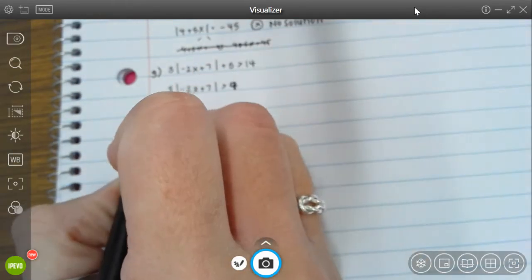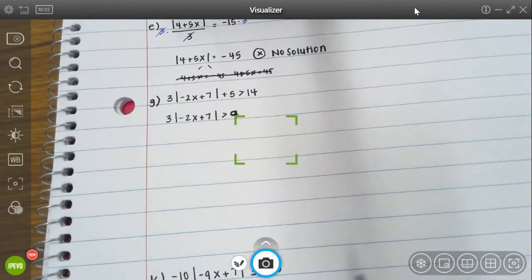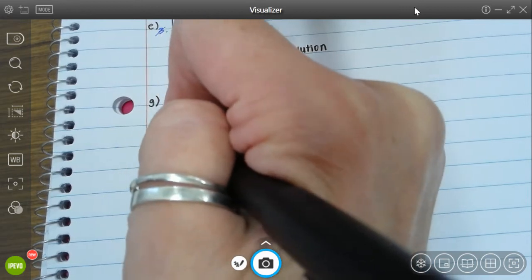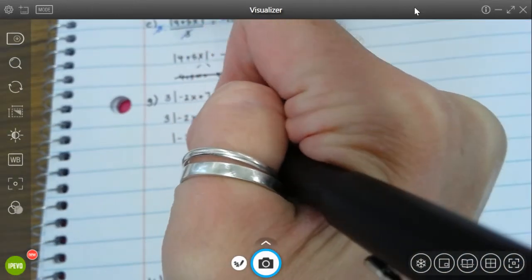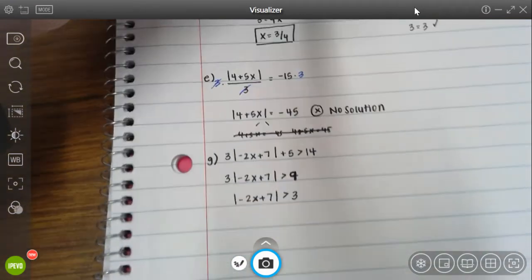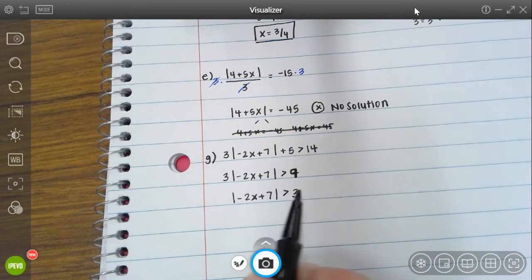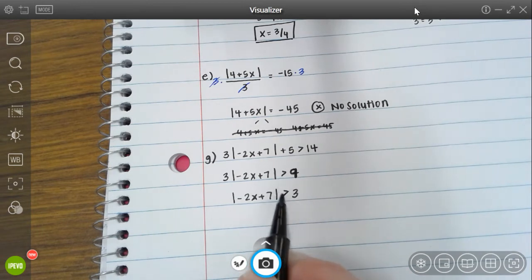And then I'm going to go ahead and get rid of the 3 on the left-hand side by dividing it out. So that'll give me the absolute value of -2x plus 7 is greater than 3. And at this point, now that I've gotten the absolute value bars by themselves, this is when I can go ahead to decide what rule it is that I'm going to use. So since this is a greater than, this is where I want to break it up into two different inequalities.